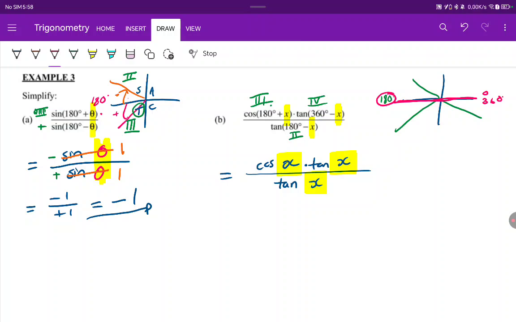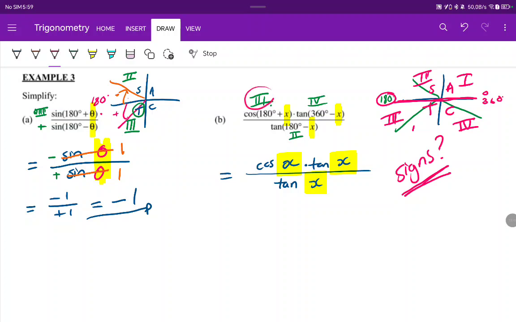But the only thing that you need to be very careful about is what the signs are. That is important. So quadrant 3, okay, let's write our CAST: 1, 2, 3, and 4. In quadrant 3, tan is positive. In quadrant 3, cos is negative. In quadrant 4, cos is positive, tan is negative. So that is negative tan of x. And the bottom one, in quadrant 2, sine is positive, tan is negative.